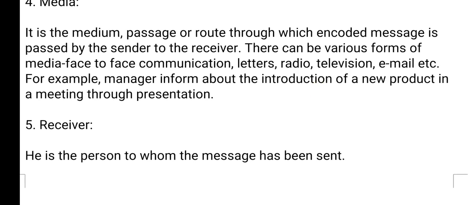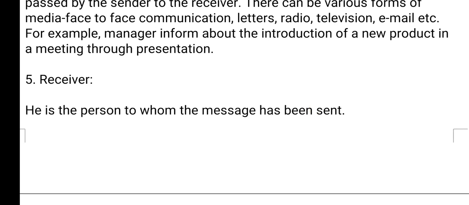Next is the receiver. He is the person to whom the message has been sent. He is the person who receives the message. If there is no receiver, then there won't be any communication. So a receiver is also a very important part of communication. The receiver is the person who receives the message, who goes through the message, who reads the message.